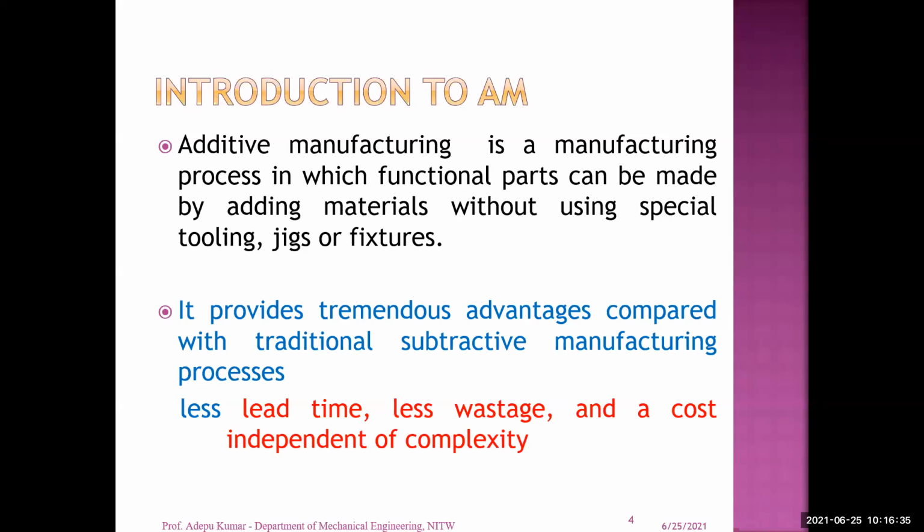Then with respect to independence of complexity, if the component is more complex in nature, then you need to go for a 5-axis vertical milling machine or 6-axis. Sometimes you can go for an 8-axis milling machine. So as additional axes are added to the existing machine, the cost of the machine is going to increase. Depending upon the complexity, you need to have different axes. Whereas in additive manufacturing, there is no need of any additional tooling or additional axes to develop the component.